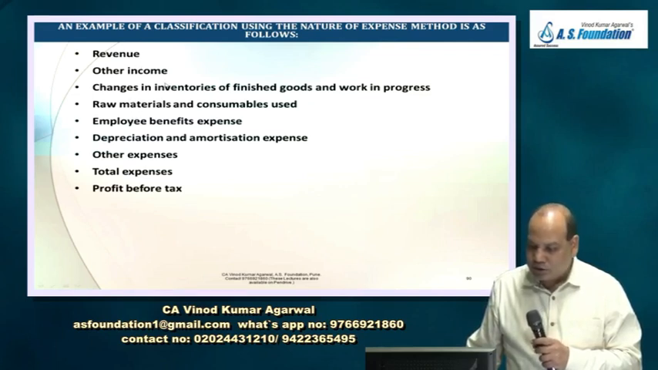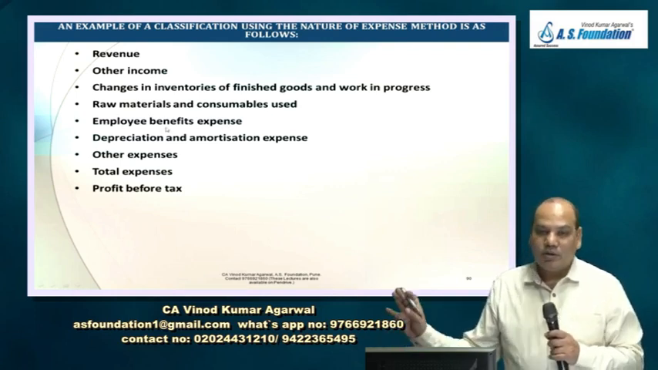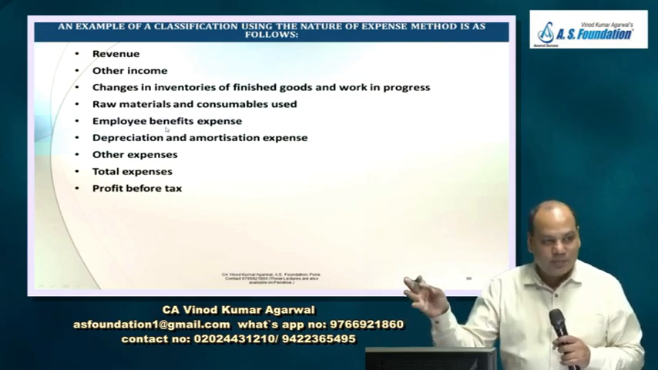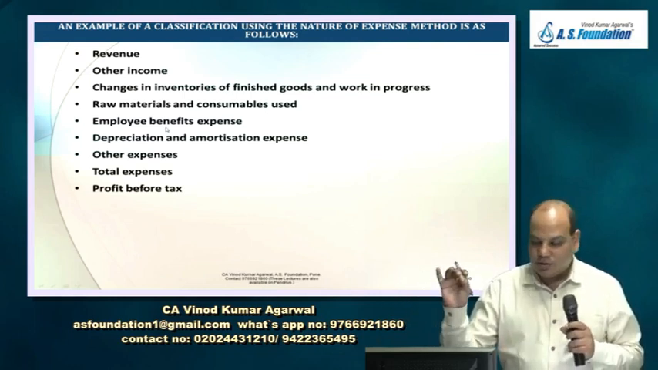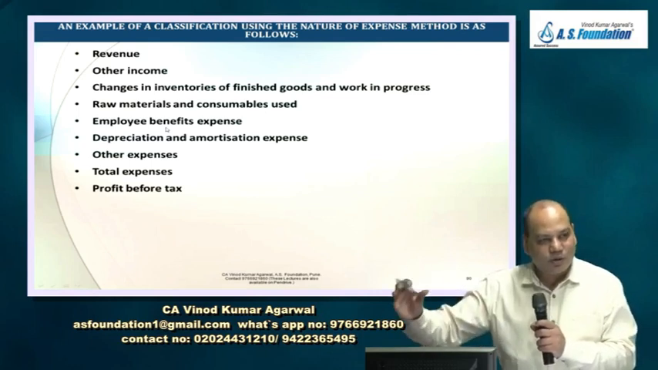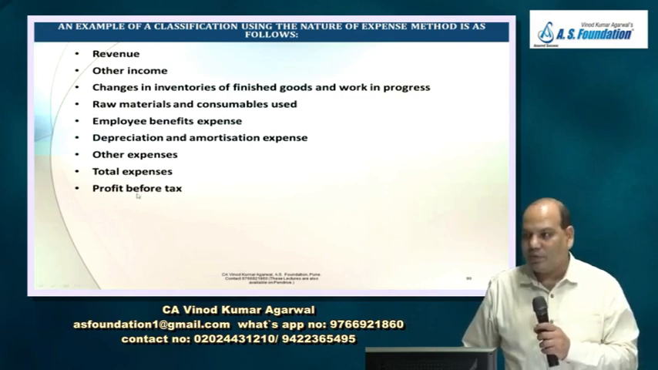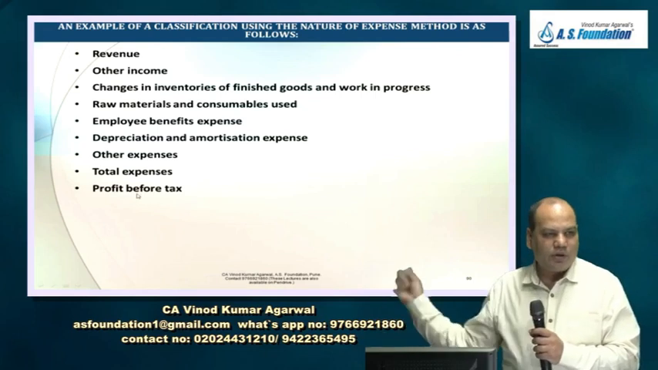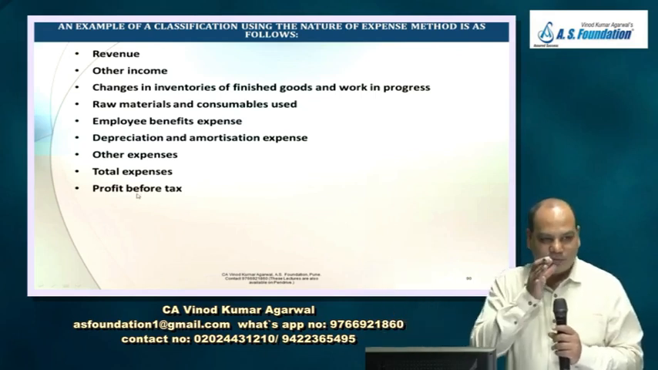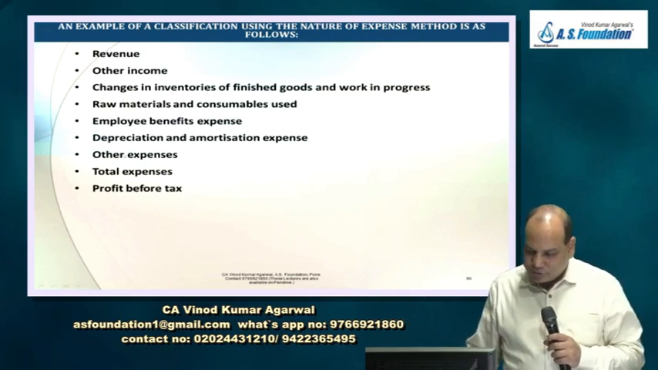Revenue as usual, other income, change in inventory of finished goods and WIP, raw material consumables used, employee benefit expense. Now this employee benefit can be for selling and distribution also, administration also. We are not bothered about that. It is the nature. We have made payment to employees. Depreciation and amortization, other expense, total expense, profit before tax. Remaining format will be same under both the classification. Only this part will change.